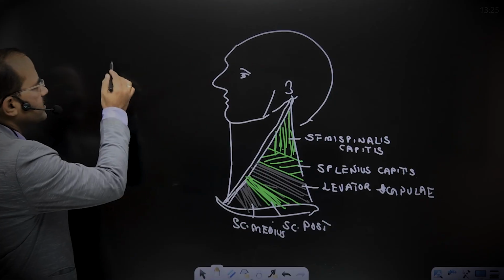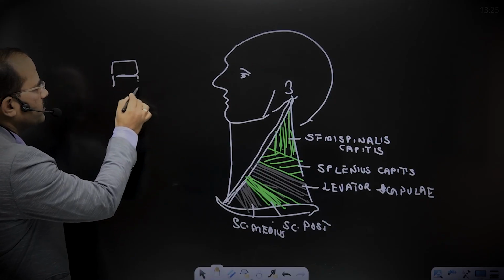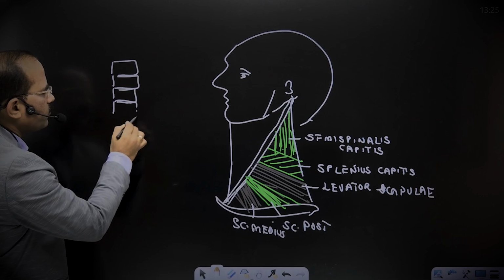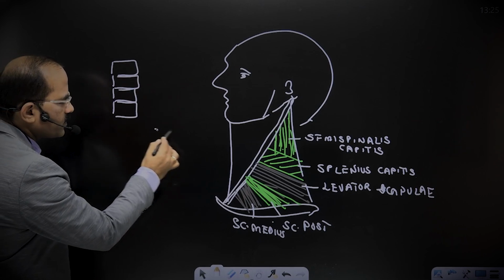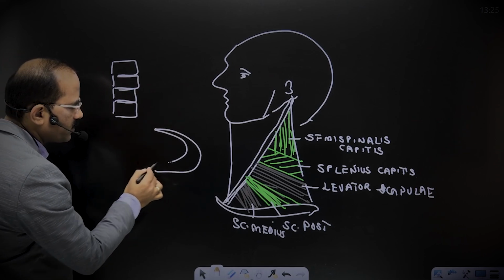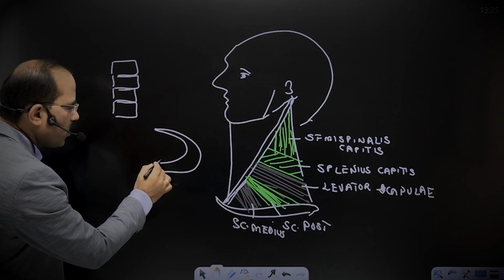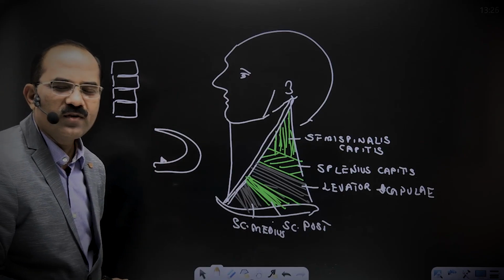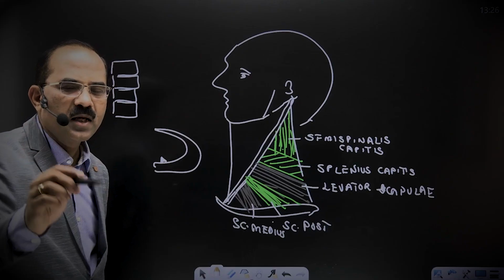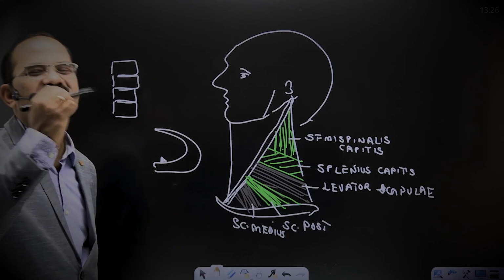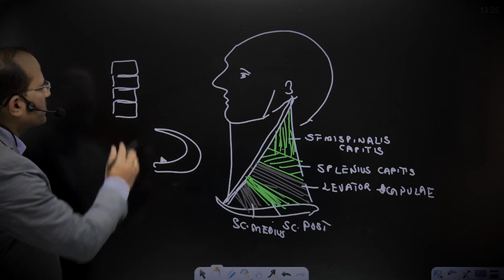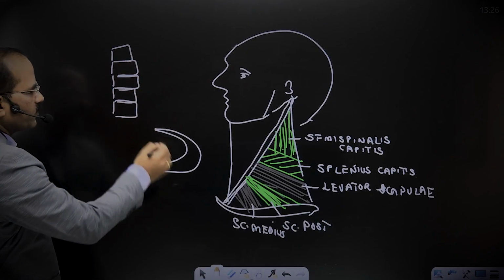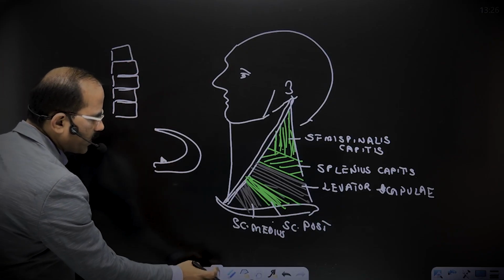Now, these are the cervical vertebrae. Just try to understand. These are the cervical vertebrae. And that's the first rib. Cervical vertebrae, first rib. On the first rib, we get a tubercle here. Any guesses? On the first rib, we get a tubercle by the name of a scalene tubercle. That's a tubercle on the first rib.